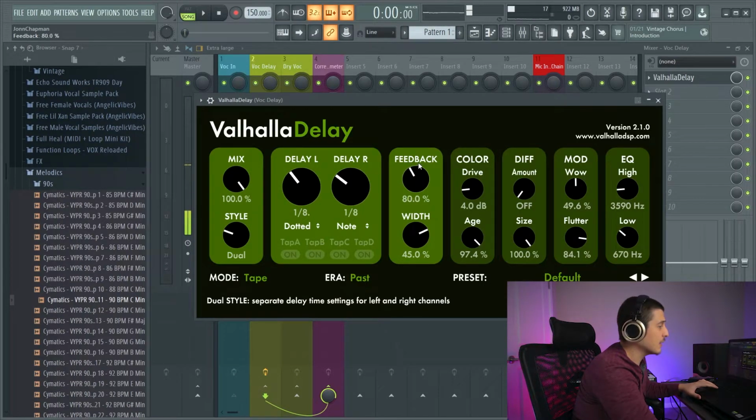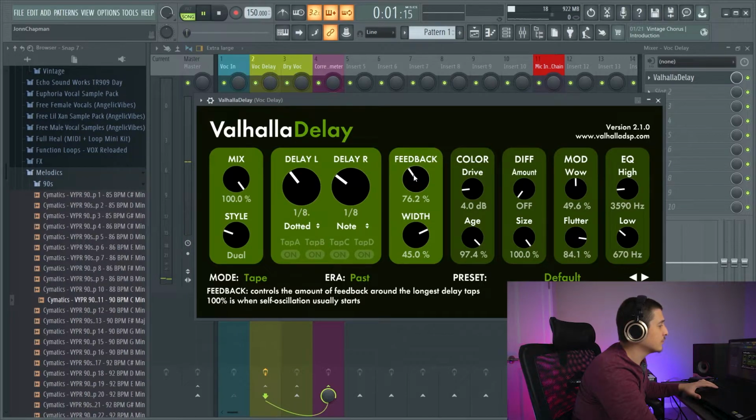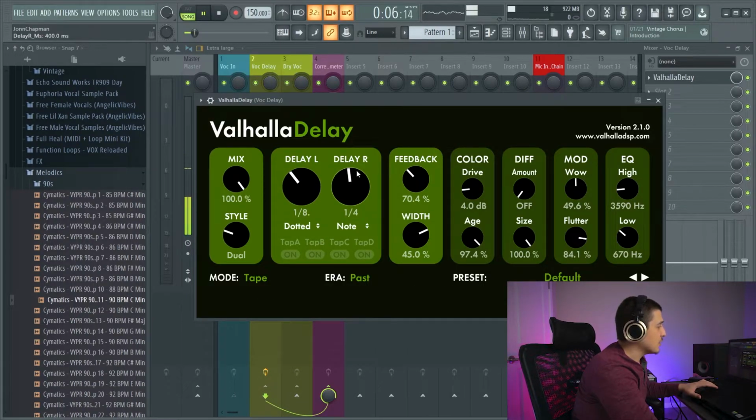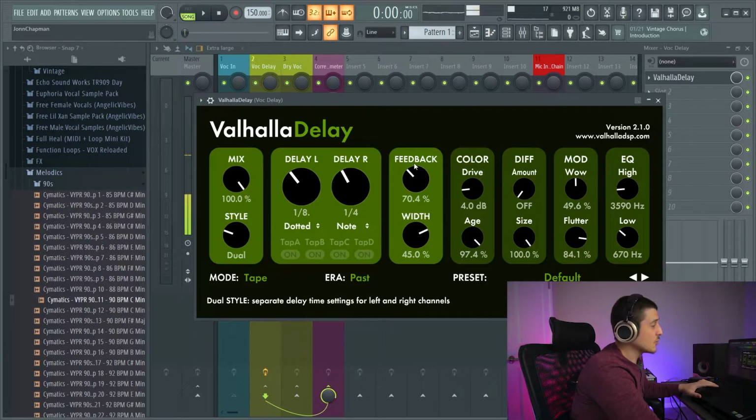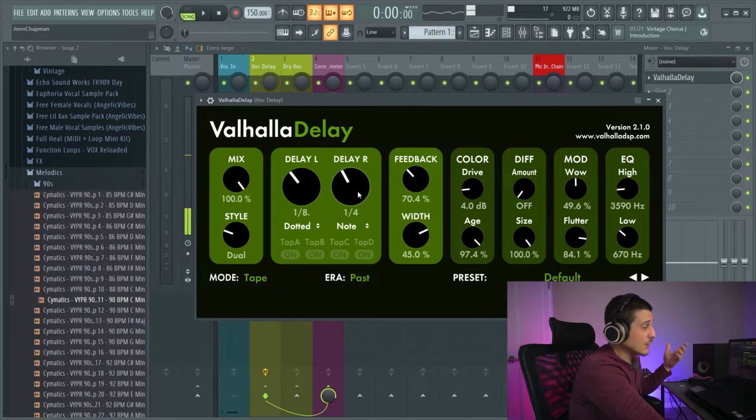If I turn the feedback up, right, I could change one to a half note, for example, which is a lot slower. Quarter note. So this is cool for creating rhythmic effects between the left and right.